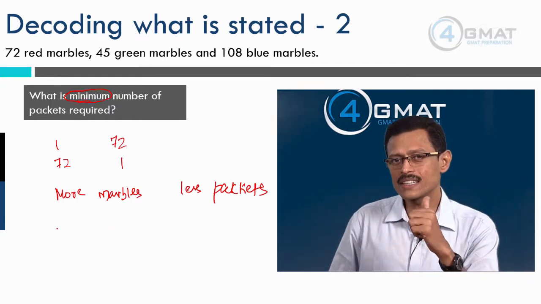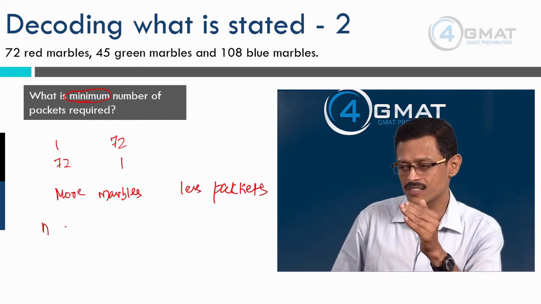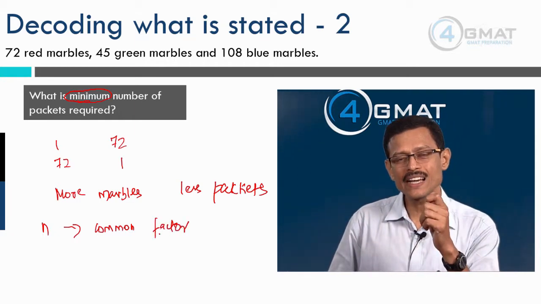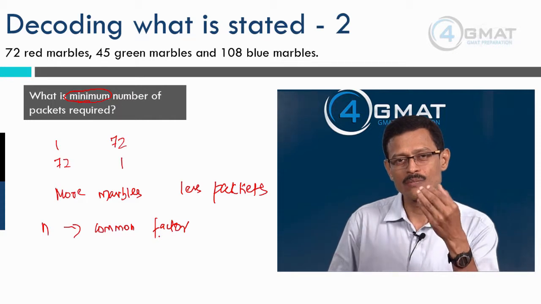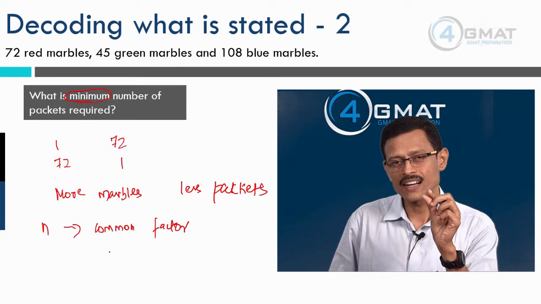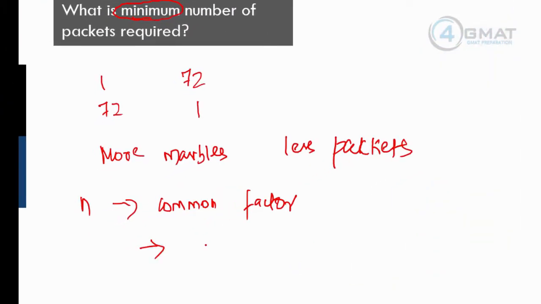So we decoded in the first slide that n is a factor common to these three numbers. n is a common factor. And we have now come up with this second inference that this n should be as high a number as possible. So mathematically, we are trying to find a common factor, and that factor should be the highest common factor. So net, the number of marbles in each packet, this n, is going to be equal to the HCF of these three numbers, 72, 45 and 108.